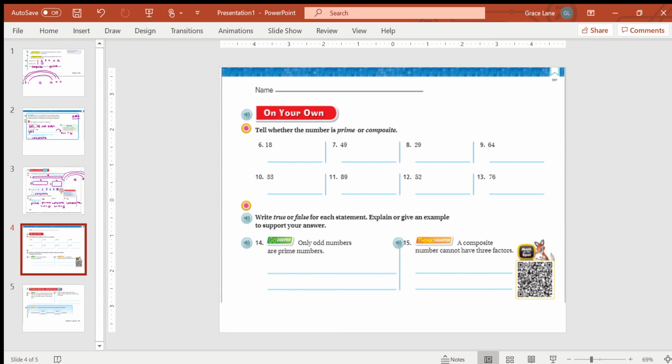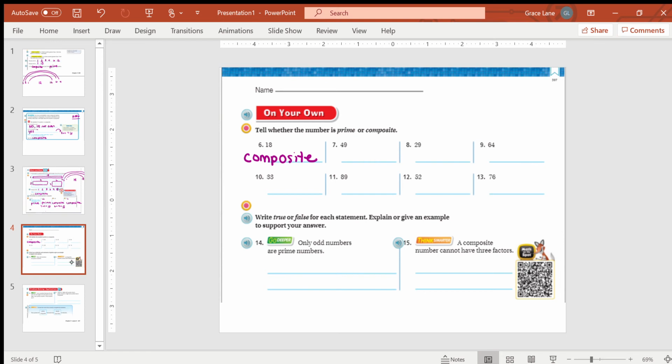Try these on your own. Pause the video. Check back when you're done. Number 6, 18, is that prime or composite? We already did that one. Did that one on the last page. That's composite. Again, you guys should see how this will be a lot easier if you memorize your basic facts. You could look on your multiplication chart, I guess, but it would be faster if you memorized them.